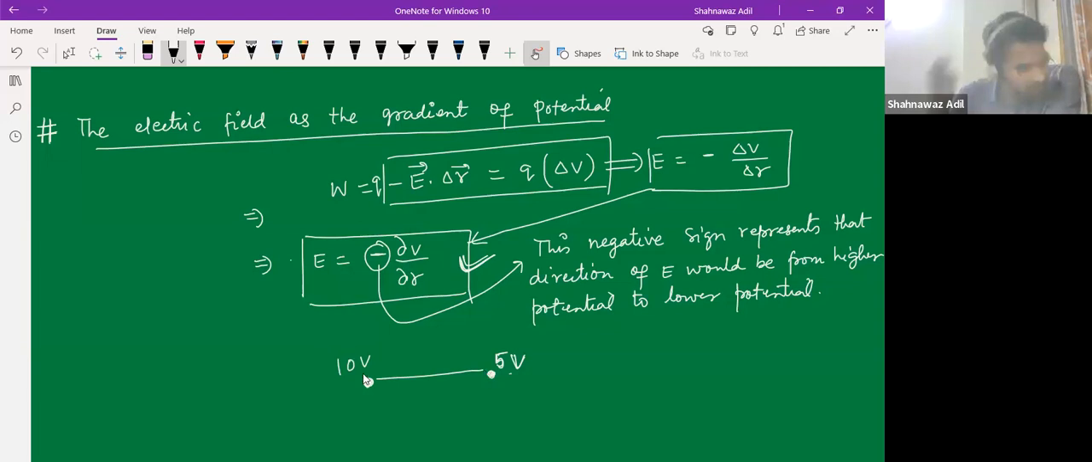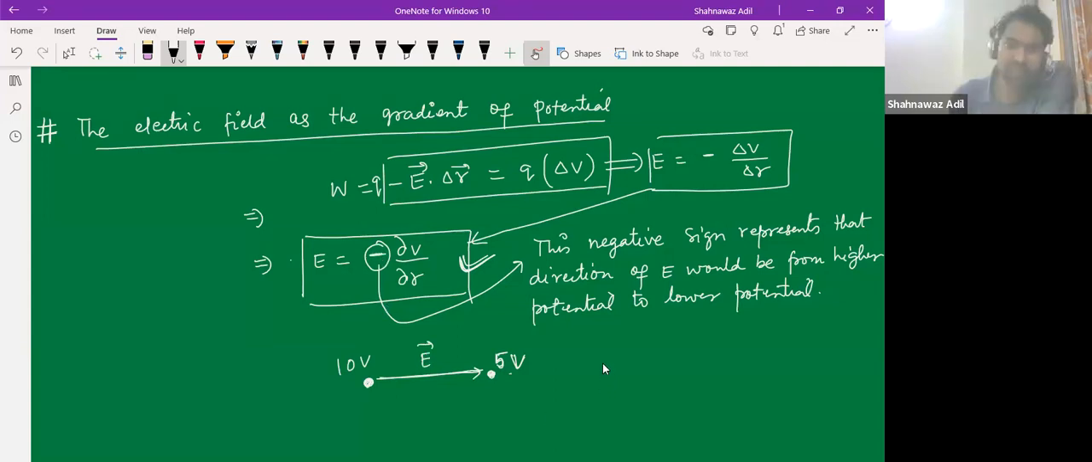If we are going right or going left, I should say we are going right, from 10 to 5, right? So that would be the direction of the electron. So that is what this negative sign has.